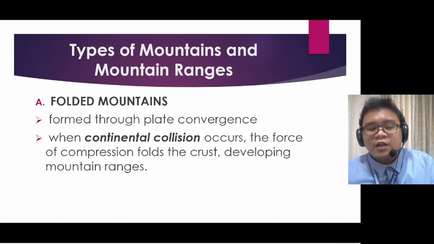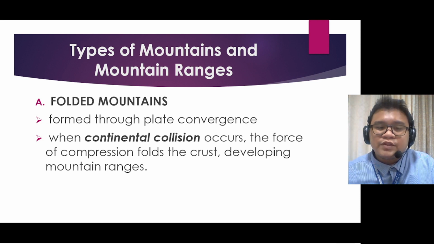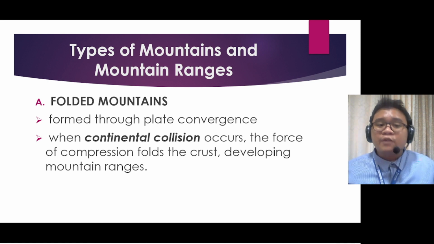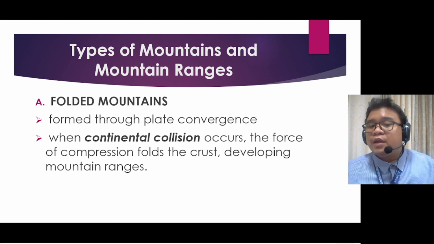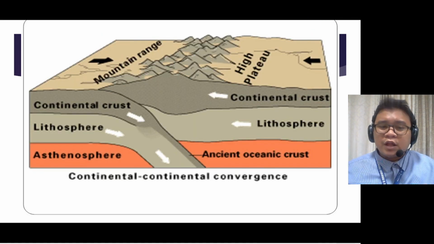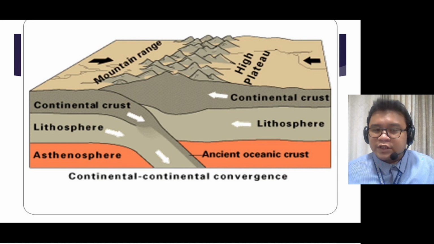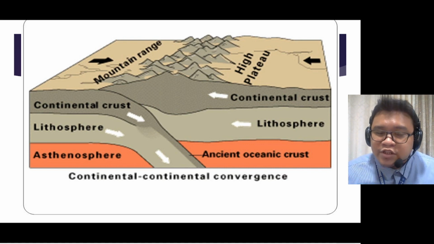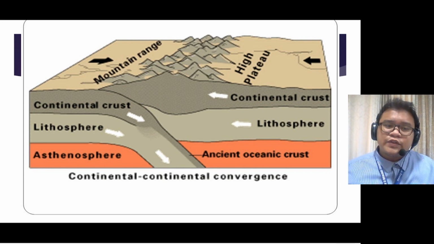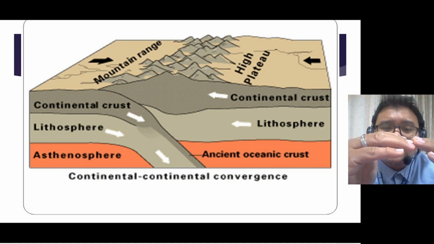First, let's talk about folded mountains. These are formed because of plate convergence, typically due to continental collision, which is the force of compression between two continental plates that folds the crust, developing into a mountain range. We know that continental crust is a thick crust, but at the same time a very buoyant crust because of its relatively lesser density than the oceanic crust. So imagine if two continental crusts collide with each other, of course, subduction will still take place.